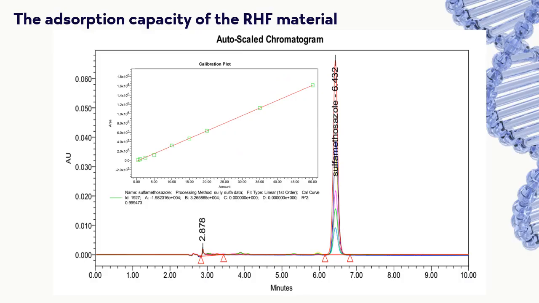Next is the evaluation of the absorption capacity of the materials. Research on the absorption and kinetics of sulfamethoxazole using different materials has been explored in numerous previous studies. To illustrate its practical application, the material was selected for testing sulfamethoxazole removal through static absorption, and the results are shown in the next picture.